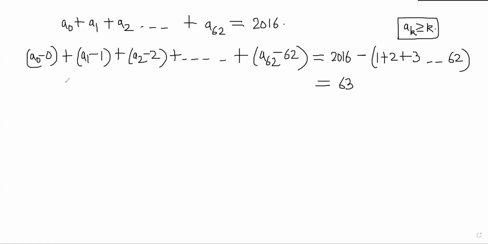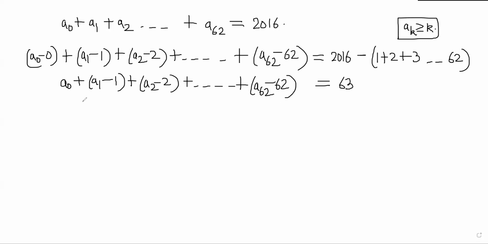Everybody has done this by now, right? Yes, sir, till here everybody has done. A62 minus 62. This is what everyone is getting. Okay. Now what we need to do is apply AM-GM somehow, because then only we will get roots.